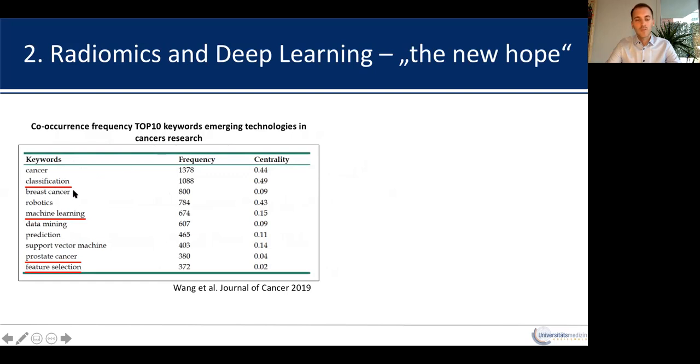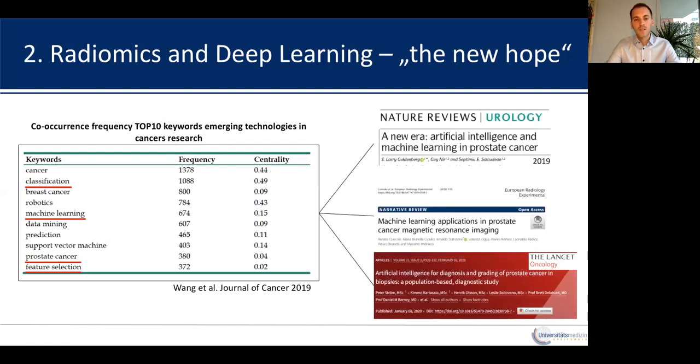And 4 of those 10 are classification, machine learning, prostate cancer, and feature selection, which shows that prostate cancer and AI deep learning is a major topic in emerging technologies in cancer research. This is also reflected in several studies. Among some, we can find review articles in well-known journals such as Nature, but also several other studies in typical radiological journals, but also other fields.